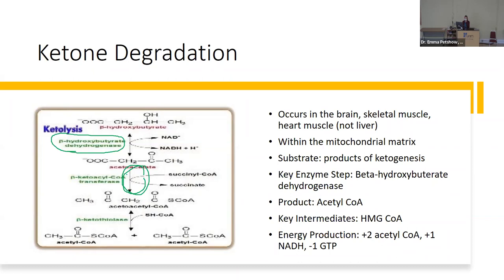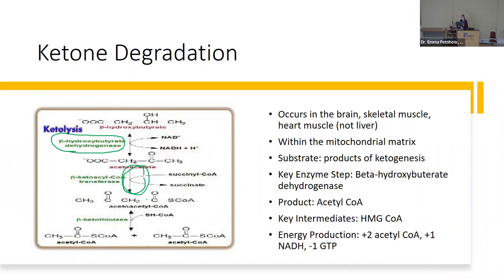So ketone breakdown happens in brain, skeletal muscle, and heart muscle. It does not occur in the liver. They're made in the liver. They're not broken down in the liver. Ironic. Within the mitochondrial matrix as well. So they're made in the liver, they're shunted through blood, they go to the brain, skeletal muscle, and heart muscle, and then they're broken down.